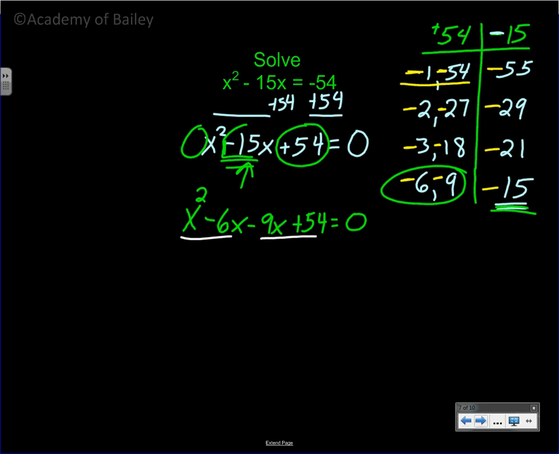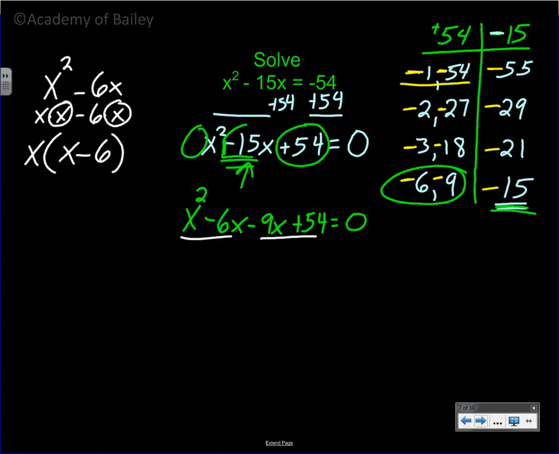So let's go ahead and take this first one. We have x squared minus 6x. So this is x times x, and this is 6 times x. We know there's an x in both of them, so we bring it outside, and we're left with x minus 6 inside.